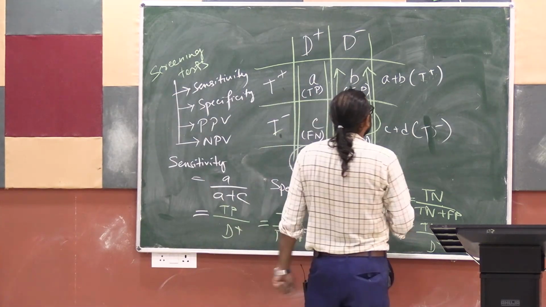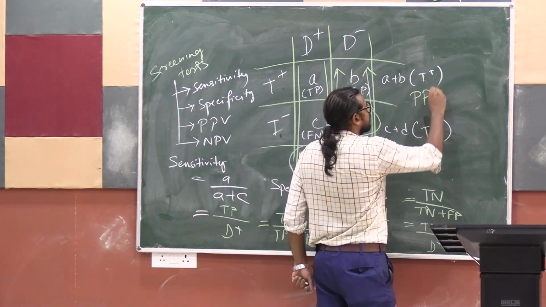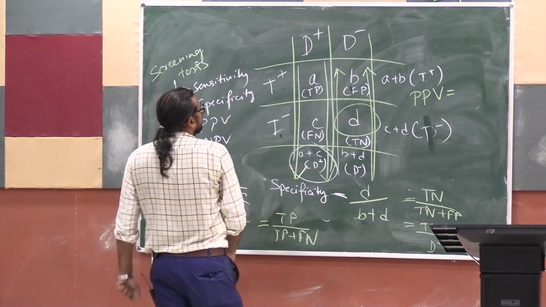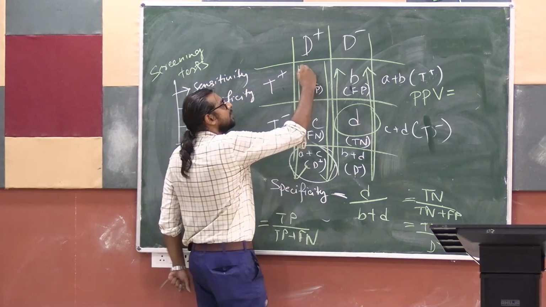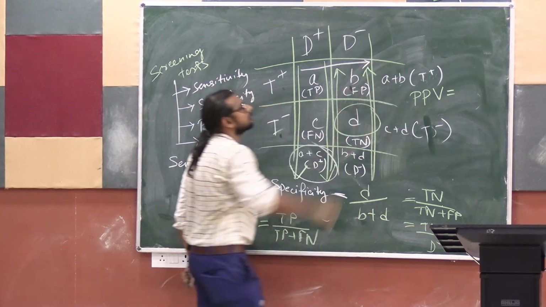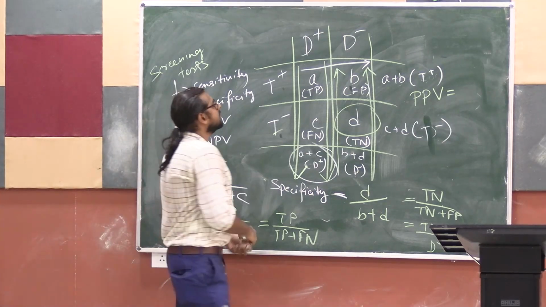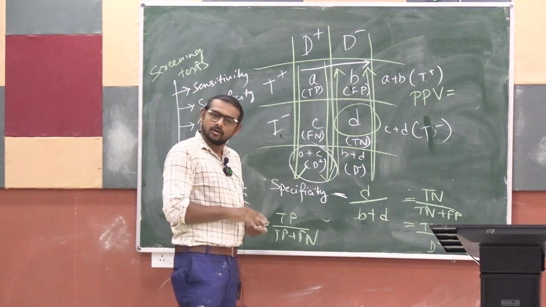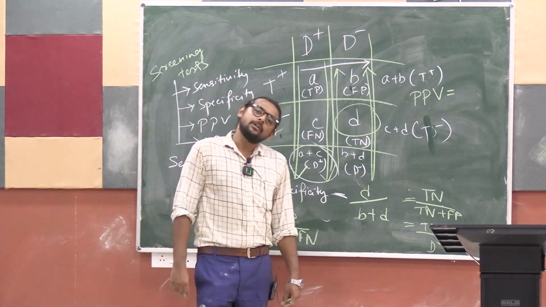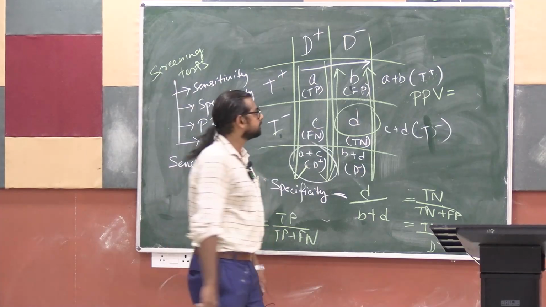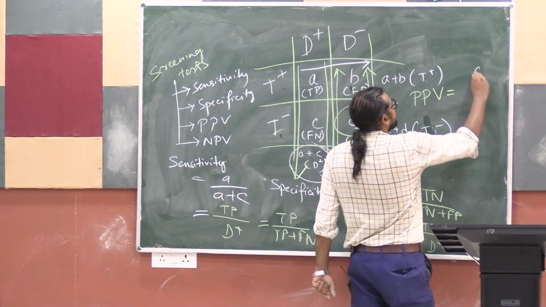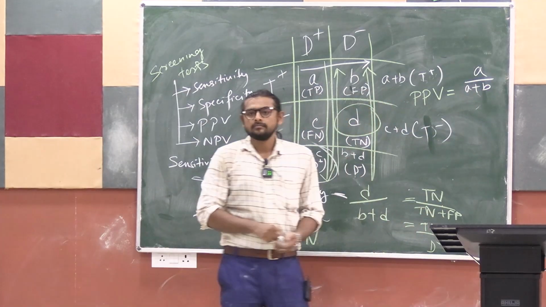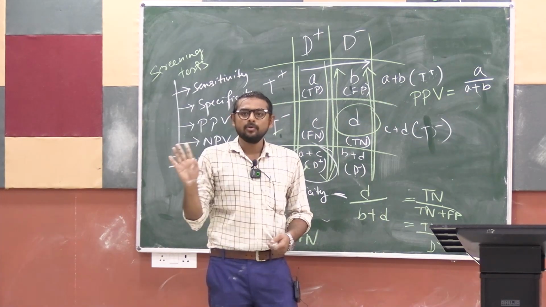Now coming to positive predictive value or PPV. For PPV, we need to follow this line. That is, say the test result yields a positive result. Okay. So what is the probability that I actually have the disease? Got it? A by A plus B. Simple. No problem, no doubt.